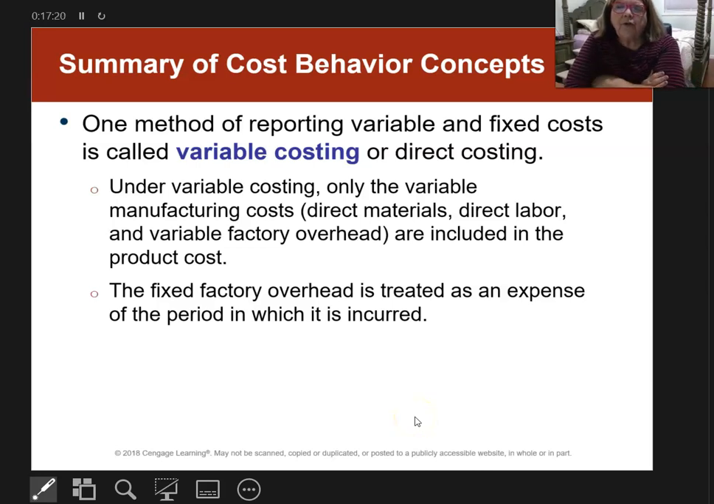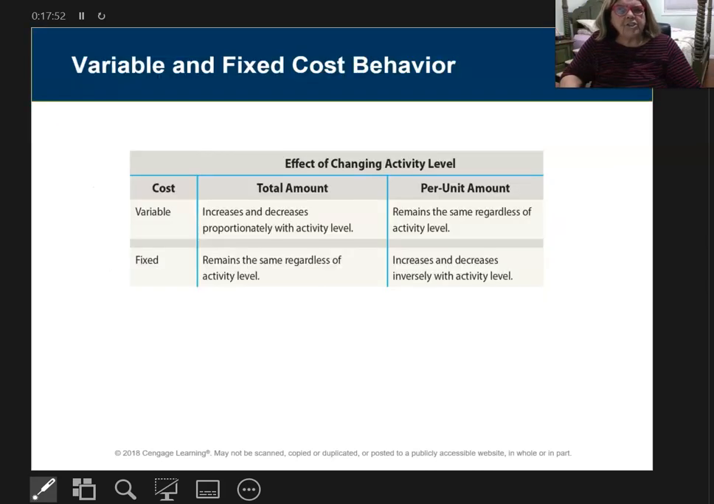In this video, we're going to look at the summary of the cost behavior concepts when we're looking at variable and fixed cost. So often it's called variable costing or direct costing. Variable manufacturing costing is direct materials, direct labor, and only the variable factory overhead, but the fixed factory overhead is treated differently. So this is about understanding how my two different costs behave in certain changes.